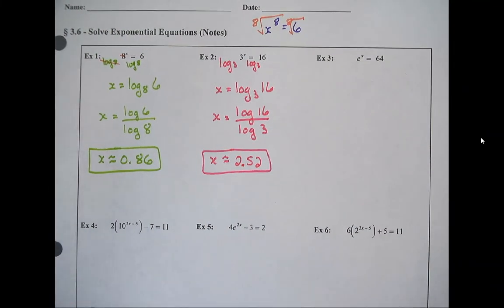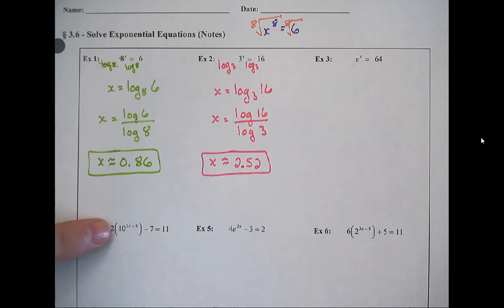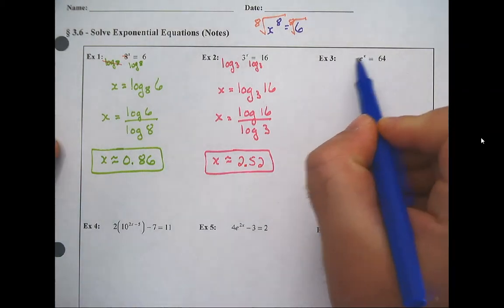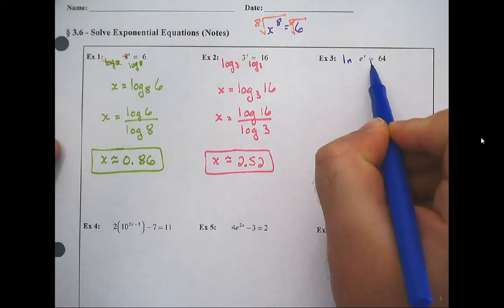Let's talk about some of the weirdos. E to the, we talked about this last unit, or last section, I should say. There's two logs that have weird bases. Natural log and then just plain old log. Plain old log is what we do to kill 10 to the. Natural log is what we do to kill e to the. So e to the is canceled out by natural log.